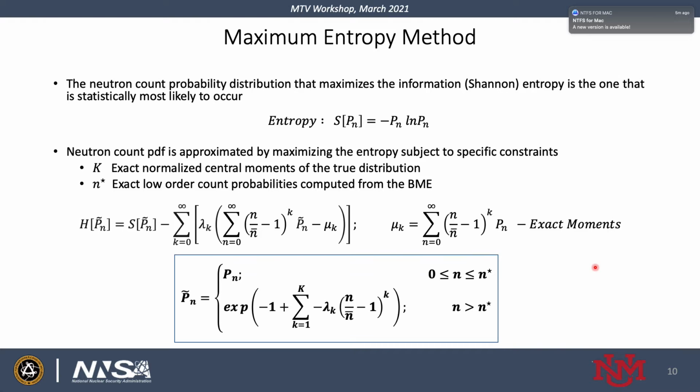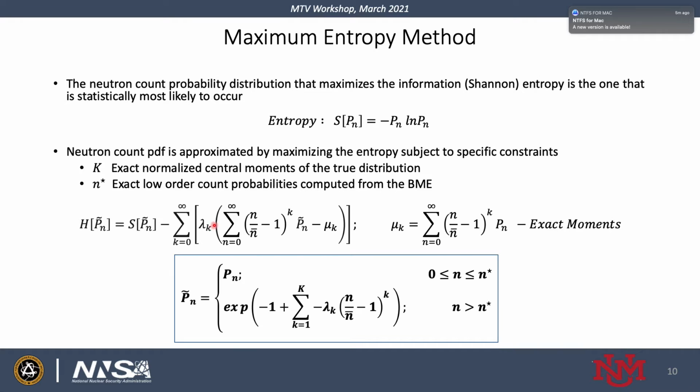The second method is the maximum entropy method. The idea behind this method is that the neutron count probability distribution that maximizes the information or Shannon entropy is the one that is statistically most likely to occur. So the entropy is defined as negative p log p, and what we want to do is maximize this entropy. The way we do that is by solving for these Lagrange multipliers, these lambda k's that you see here, that preserve specific constraints that we're imposing on the distribution.